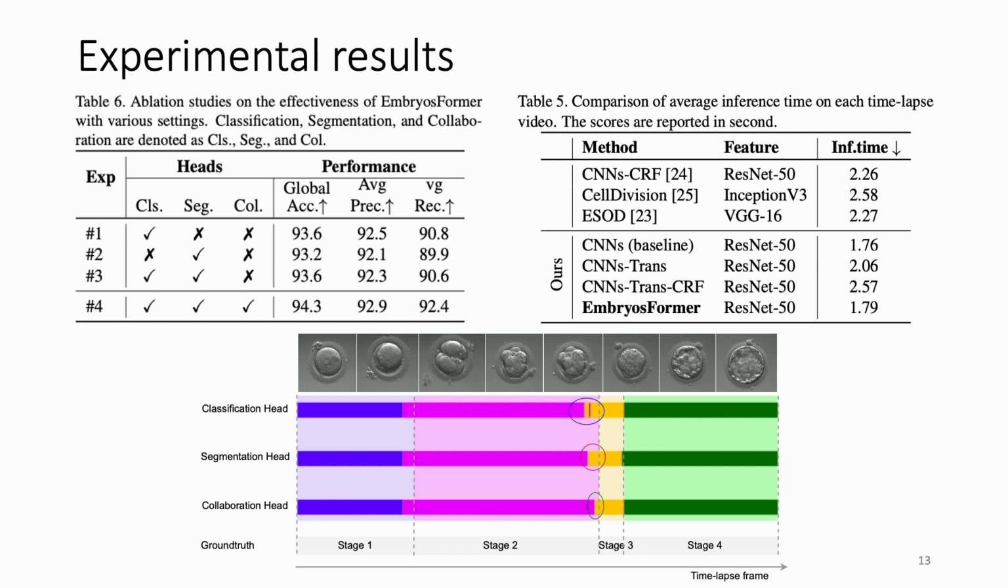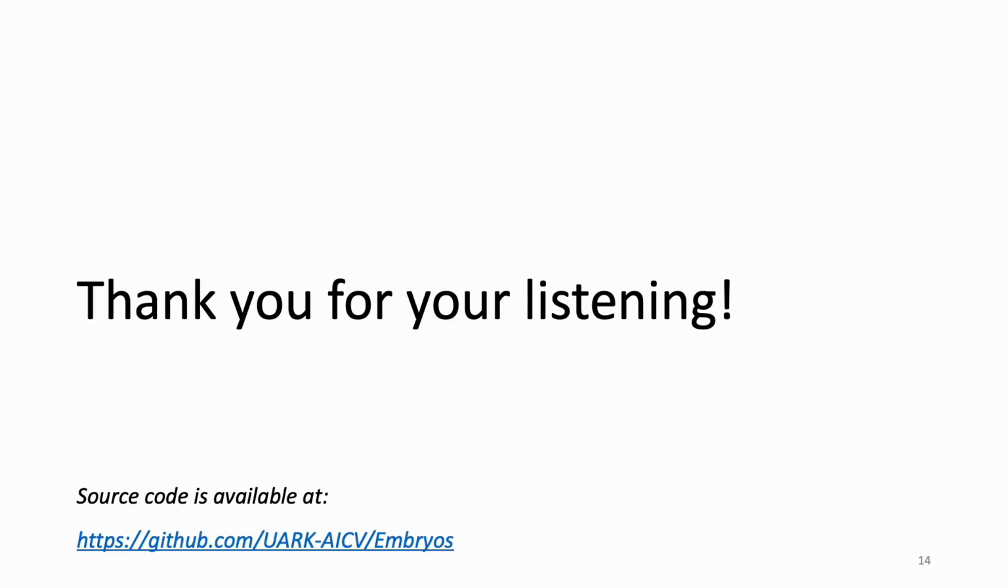While the classification head produces precise frame-wise predictions, the segmentation head embeds the monotonic constraint in its segmentation output. The collaboration head combines them to improve the per-frame predictions and achieve the highest result. And our method is also efficient at inference time.